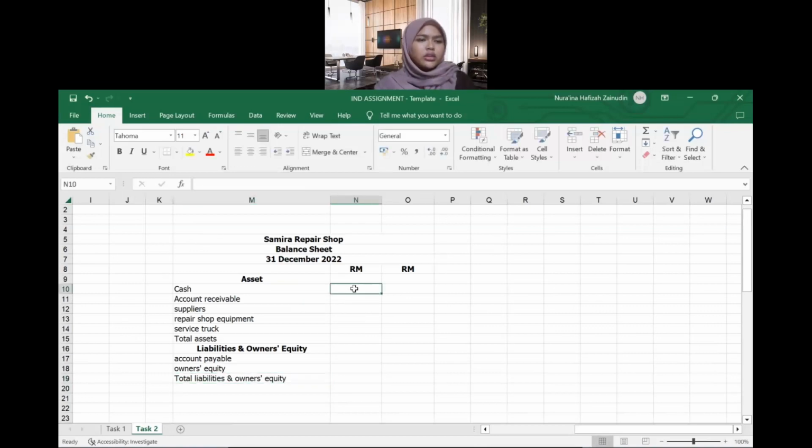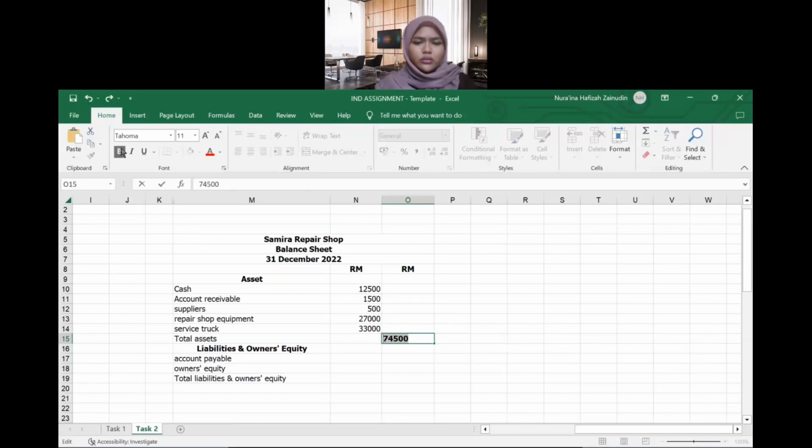For the asset, the total of cash is 125,000 ringgit Malaysia. For the account receivable, we have 1,500. For the supplies, we have 500 ringgit Malaysia. For repair shop equipment, we have 27,000. And for the service truck, we have 33,000 ringgit Malaysia. The total is 745,000 ringgit Malaysia.